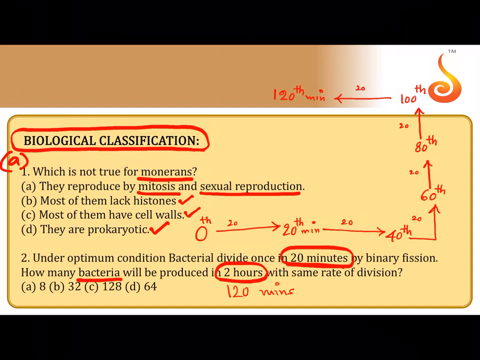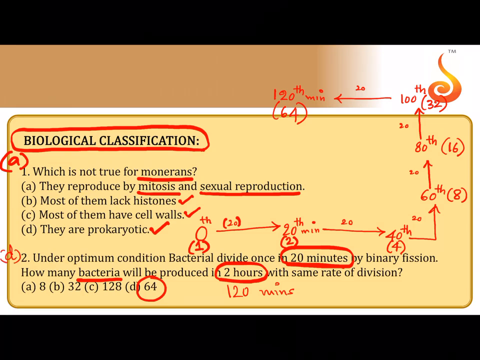At the 0th minute, we had one bacterium with us, and we know that after a 20-minute interval, it becomes 2. So at the 20th minute, it has become 2. By the 40th minute, 2 has become 4. By the 60th minute, 4 has doubled into 8. By the 80th minute, again a 20-minute interval where each one doubles, 8 doubles into 16. 16 doubles in the next 20 minutes, that is by the 100th minute, into 32. And 32 doubles into 64 by the end of 2 hours. So the answer is 64. That is the last option.